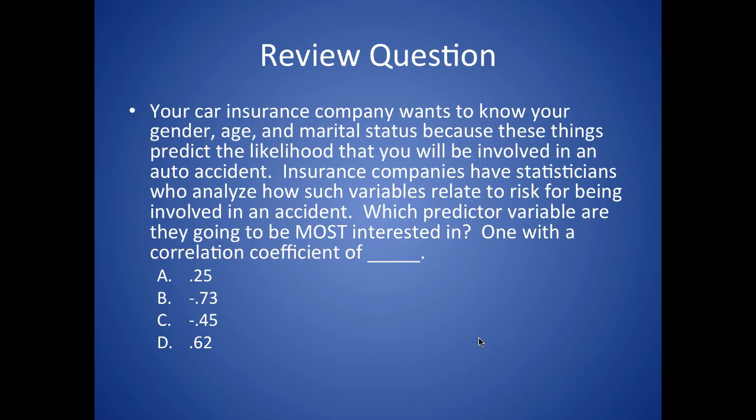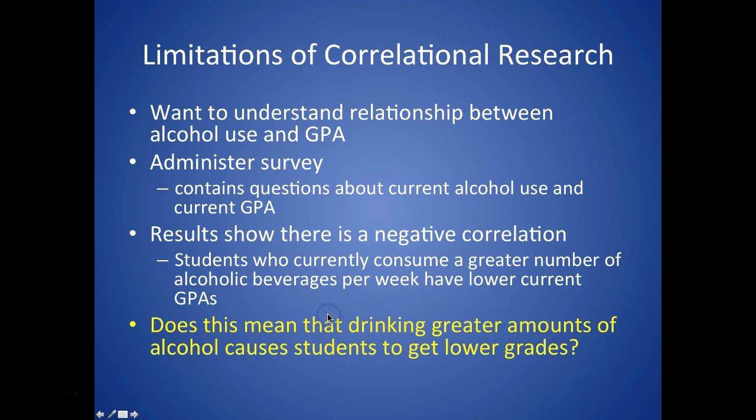A car insurance company wants to know your gender, age, marital status because these things predict the likelihood you'll be involved in an auto accident. They have statisticians who analyze these variables, relate the risk for being involved in an accident. Which predictor variable are they most interested in? One with a correlation coefficient of, again, if you're looking at prediction, you want absolute number, not direction of correlation. So the answer here is 0.73, minus 0.73.